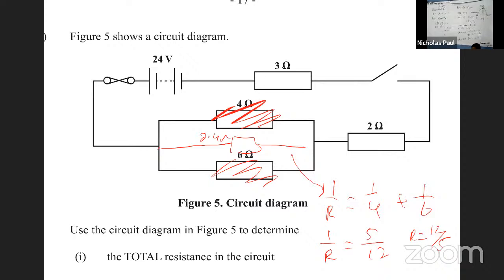All okay with that? So we converted the two in parallel into one. And now 3 of them are in series, right? So the total resistance is what? Add up the 3, the 2, and the 2.4. 7.4 ohms. Right, copy it down.